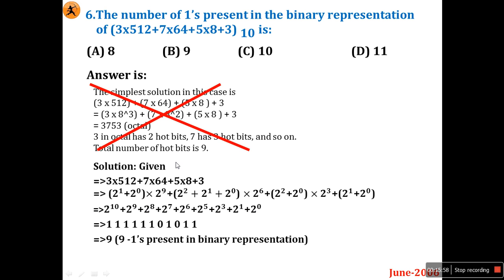So the number of ones present in the binary representation in this question you can solve easily using powers of 2. Otherwise it's very hectic to multiply 3 into 512, 7 into 64, 5 into 8. It's a very wrong method. Just go for the smart way. I hope it's very useful to you.